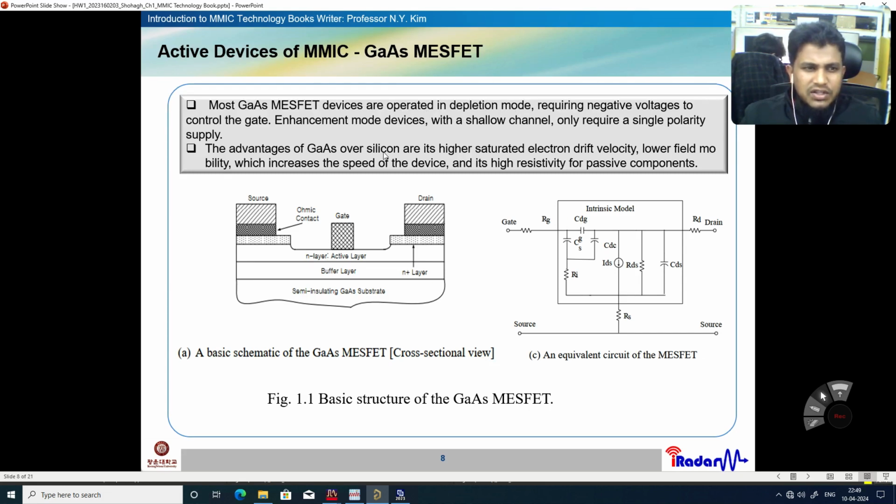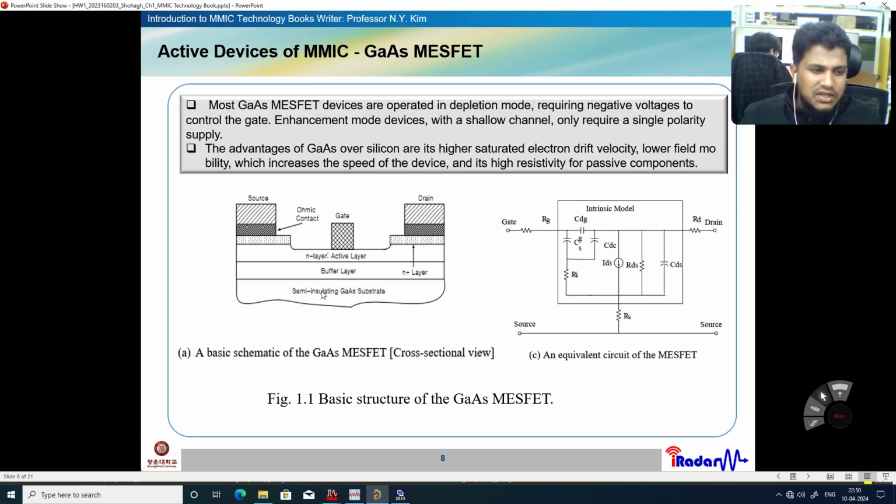We know the MOSFET has two modes, enhancement mode and depletion mode. In most cases we are using depletion mode, which requires negative voltage to control the gate bias. An enhancement mode device with a shallow channel only requires a single polarity supply. The advantage of gallium arsenide over silicon is its high saturation electron drift velocity and low field mobility, which increases the speed of the device, and its high resistivity for passive components.